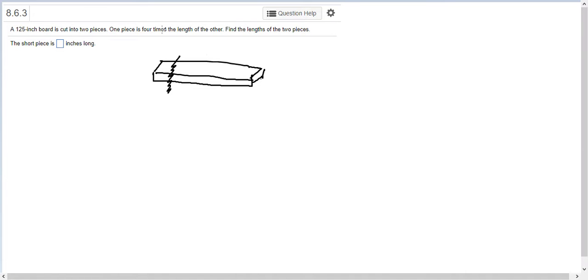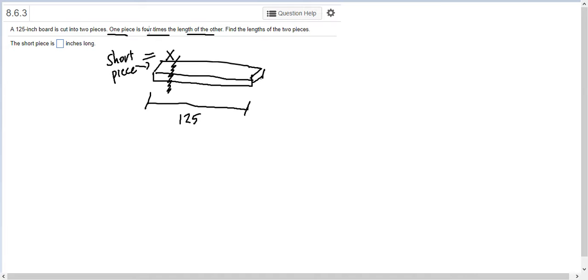All right, so this is a picture that demonstrates what that sentence says, and I really think the pictures help to set this up. Okay, so what we don't know is the length of either one of these pieces, but we know the total length from here all the way down to here is 125. Okay, so let's think of it this way. I don't know how long this short piece is. When I don't know how long something is, I'm going to call it x. All right, so the short piece, that's the short piece, it's x.